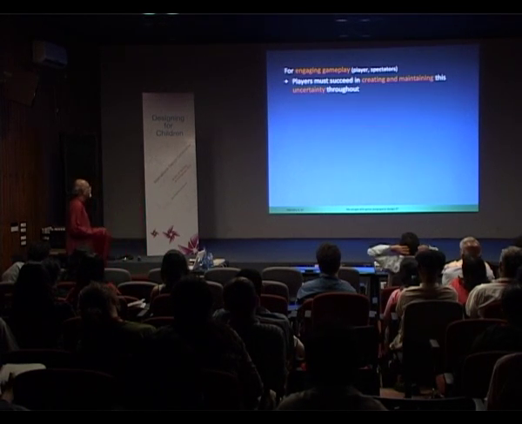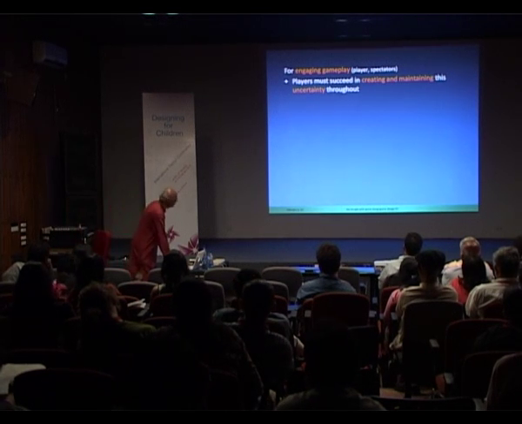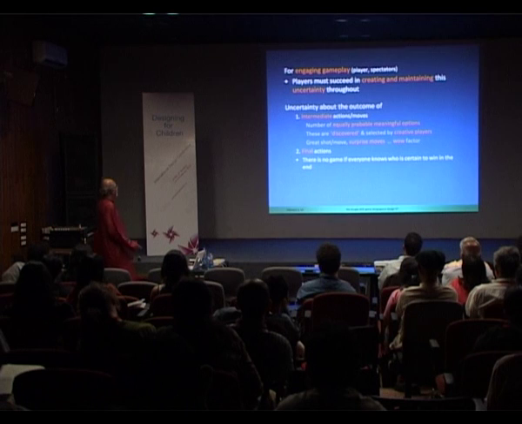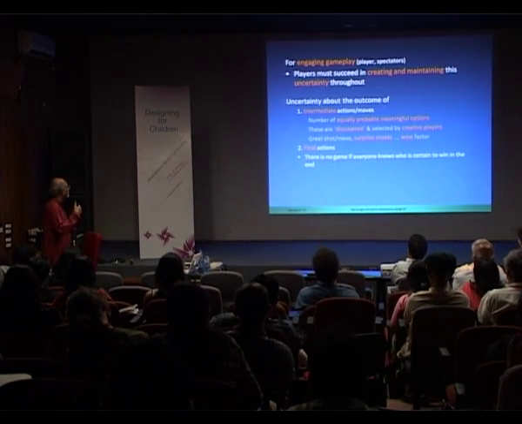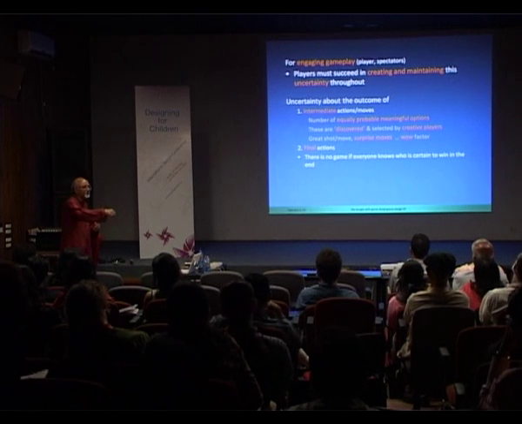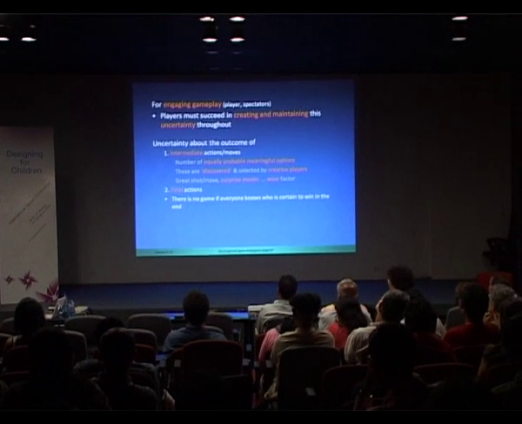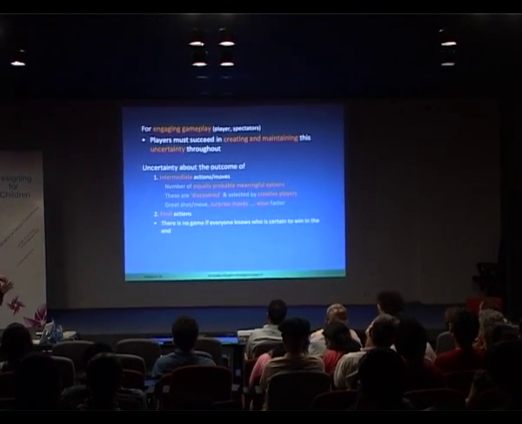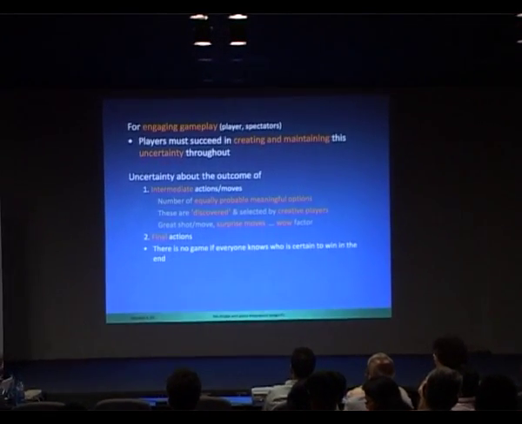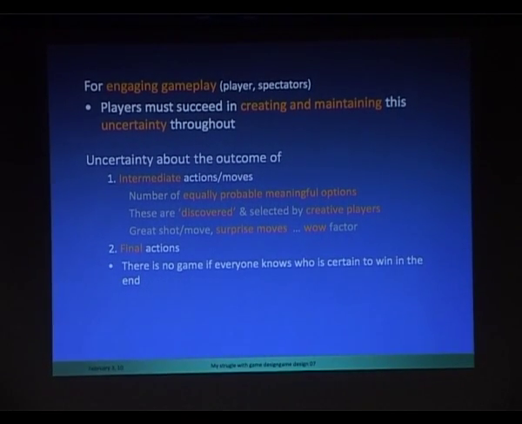So the player must succeed in creating and maintaining this uncertainty throughout, and they go out of the way to do that. Now there are two levels at which it happens. One is an intermediate level, where every move you create an uncertainty. You create an unpredictable move by which you spoil the plan of action of your opponent. He has already got a nice idea saying my next 5 moves are going to be this, and I create a move by which he has to suddenly change everything, and that's exactly how the unpredictable is created.